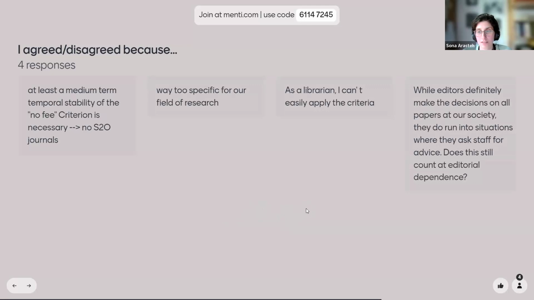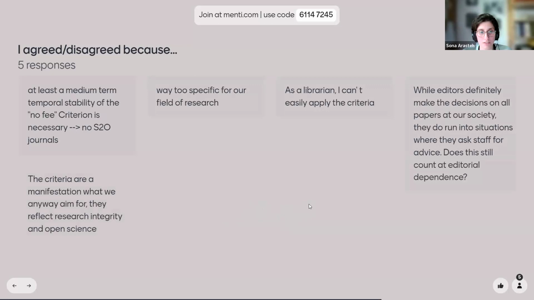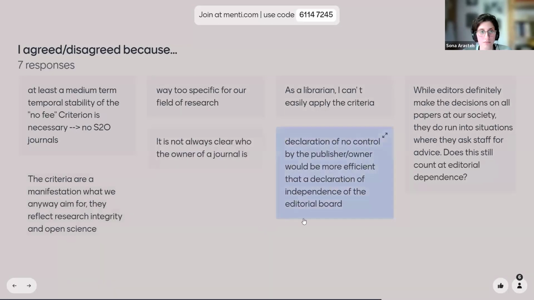So how is that defined? Maybe we can start with that while the others still post their comments. Is editorial independence very strictly defined within these criteria? Can you elaborate a bit? Johan, you're muted.